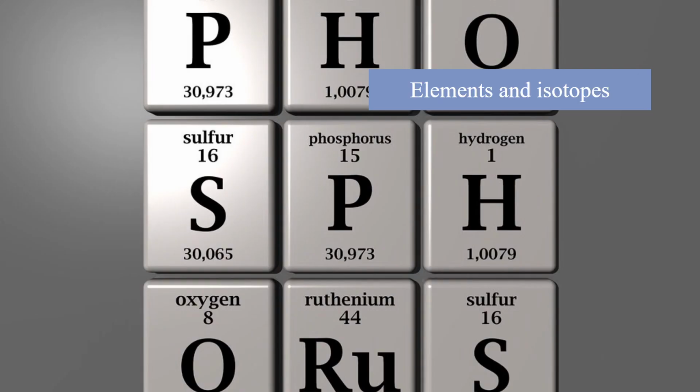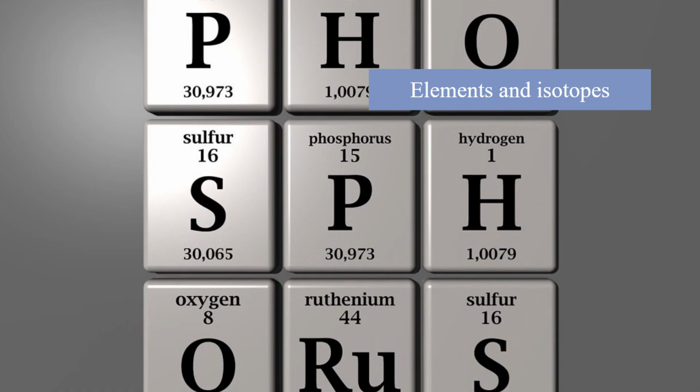Now I will talk about elements and isotopes. An element is a substance that is composed of only one type of atom. And elements can have variations, and these variations are called isotopes. The simple definition is that isotopes are a variant of a chemical element in which the atom has the same number of protons but has a different number of neutrons, which results in having a different atomic mass. But it still maintains the same chemical properties due to having the same number of protons.